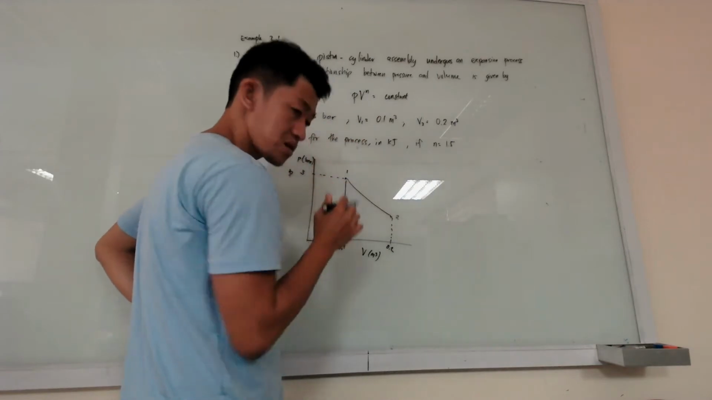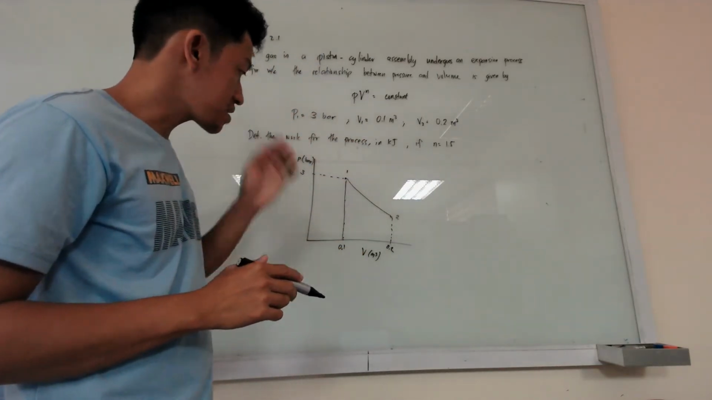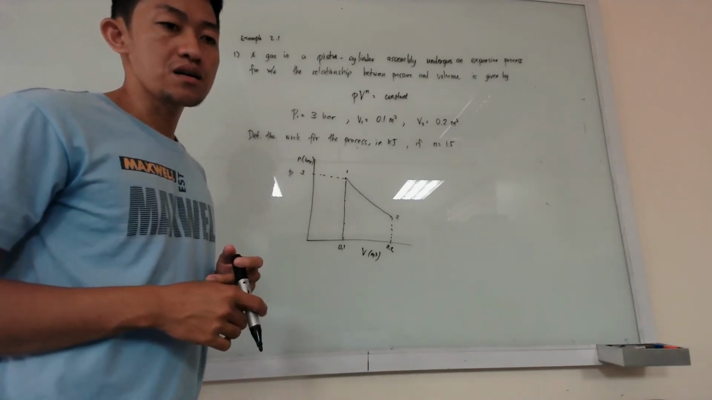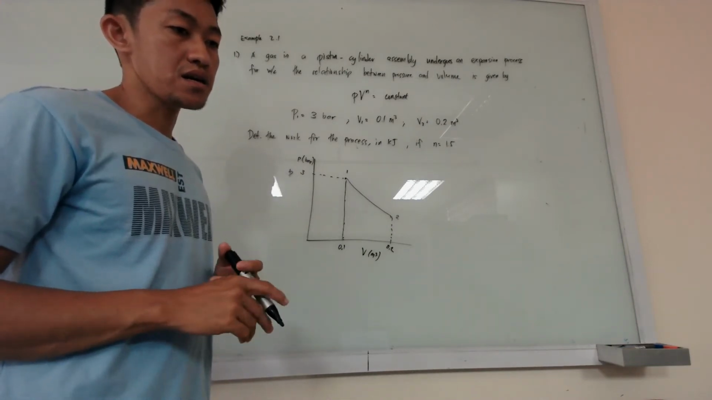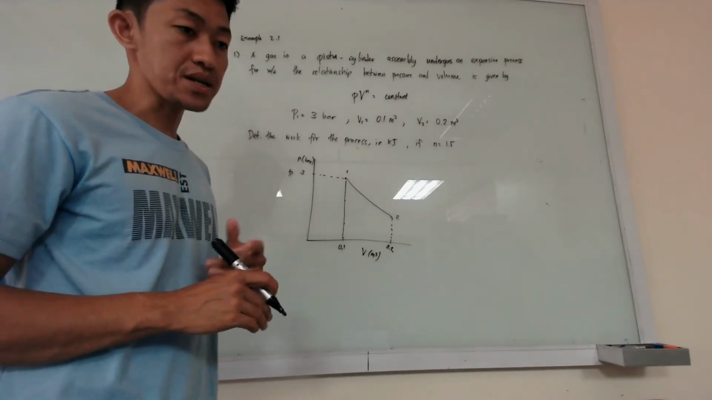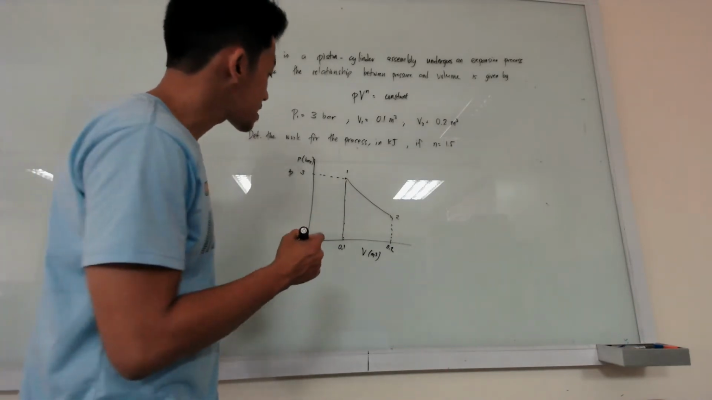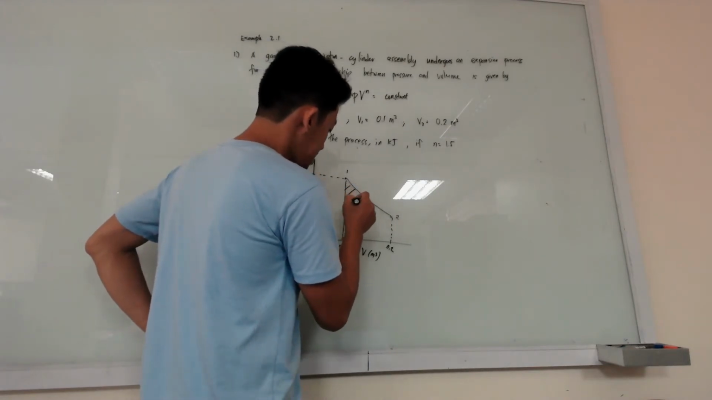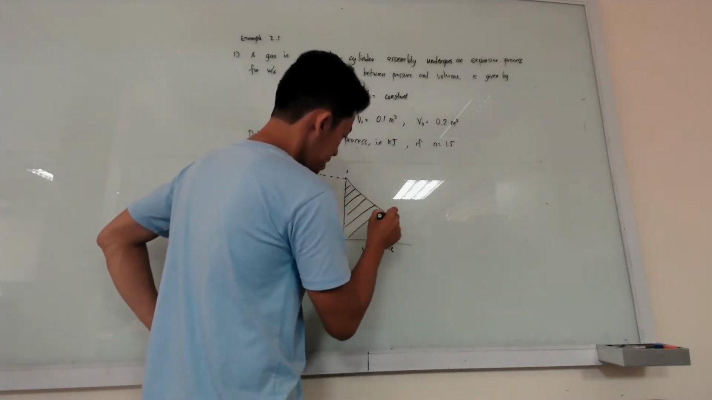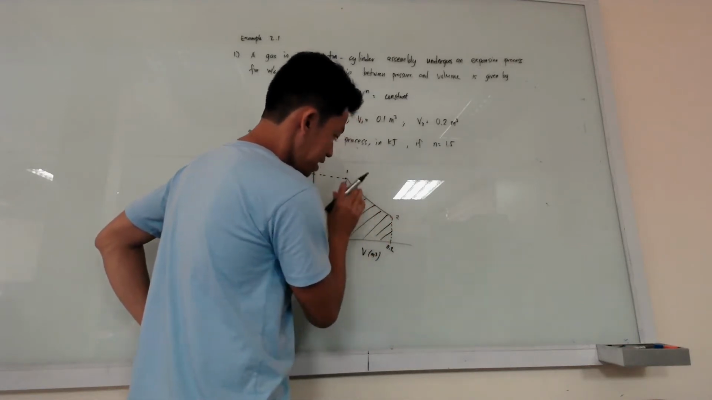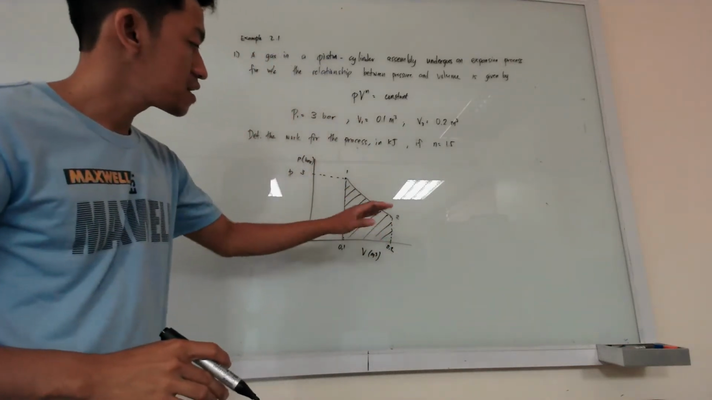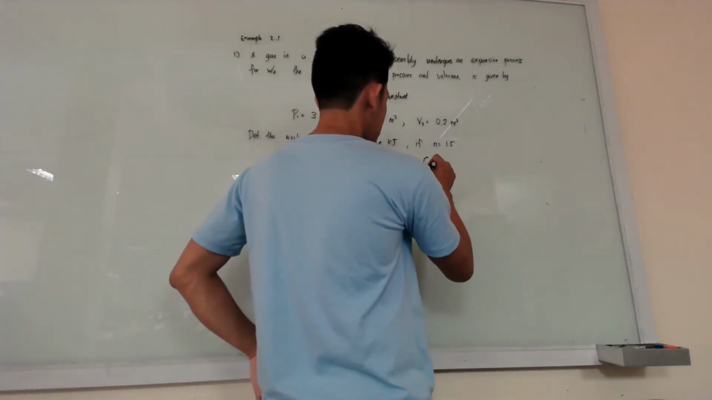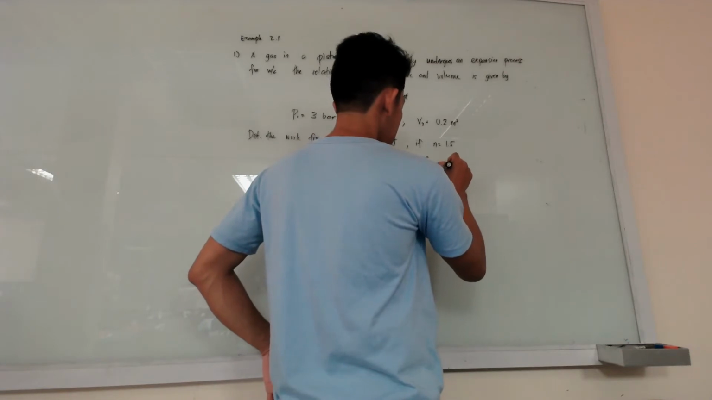Therefore, the work done by the system, since this is an expansion process, we can predict that we will get positive work. It should be positive. So the work done is just the area under this curve. Work is just the integral of P dV.